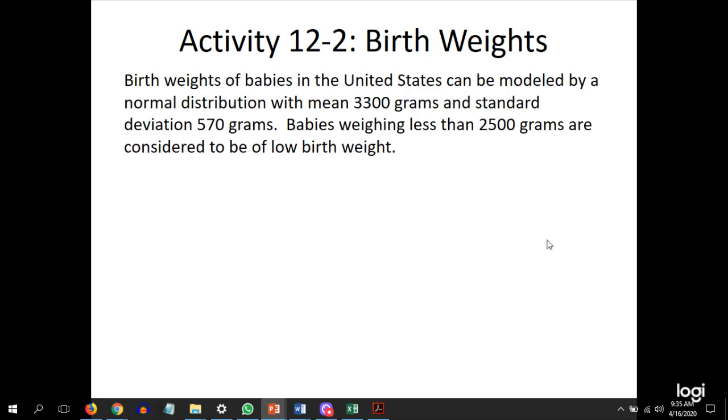It says that the birth weights of babies in the U.S. can be modeled by a normal distribution with mean 3,300 grams and standard deviation 570 grams. So the first thing that should jump into your mind when you hear the words normal distribution is that symmetric, mound shape, right? We're also given the additional information that babies weighing less than 2,500 grams are considered to be of low birth weight.